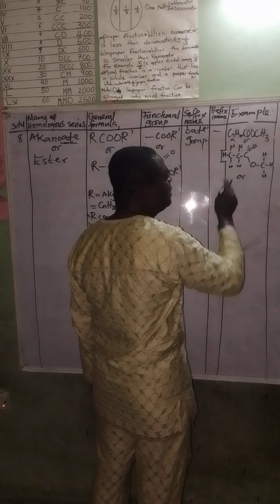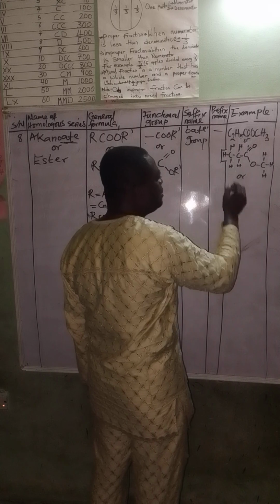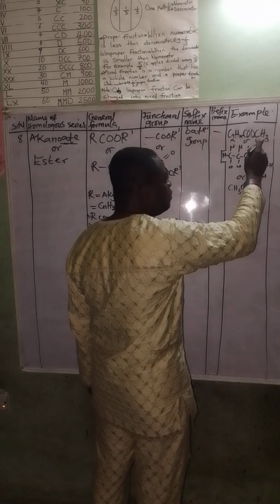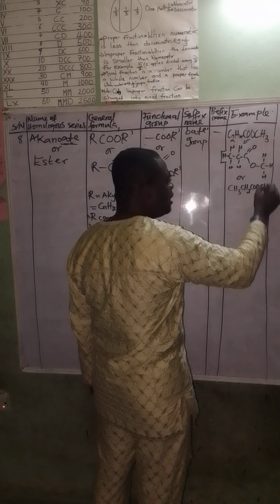Then another way of writing this is the condensed formula. This carbon, how many hydrogen is surrounding it? 3. Can be CH3. Then you come here, how many hydrogen? 2 hydrogen is there. Then you have COO, this is the first C, this is O, another O. CH3 is surrounded with 1, 2, 3.